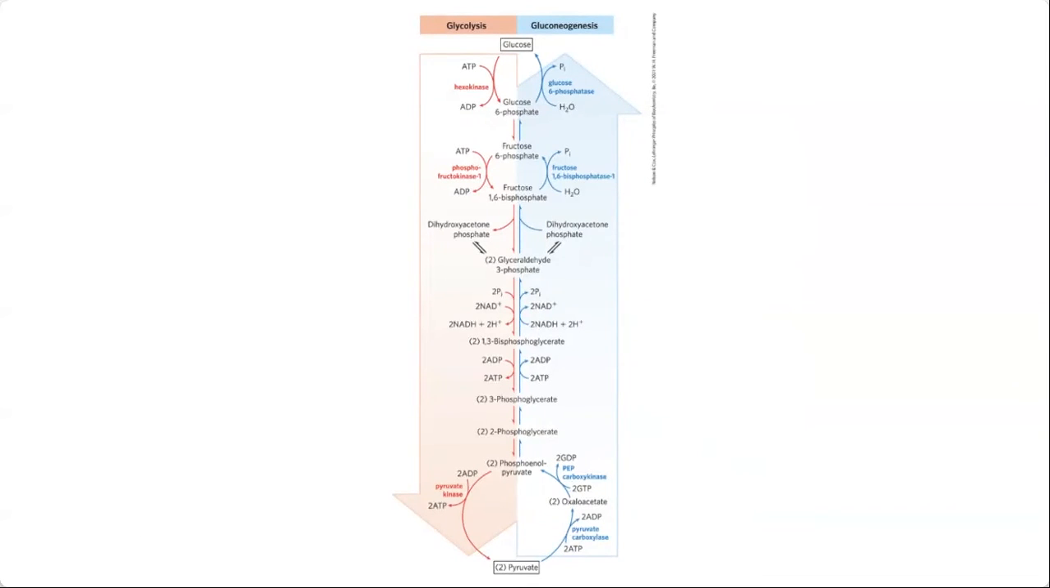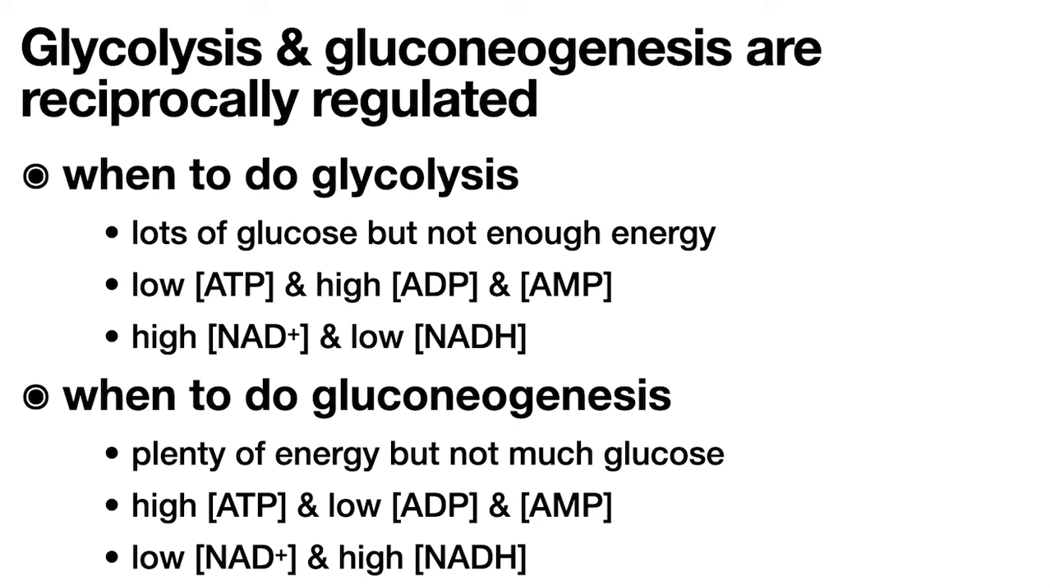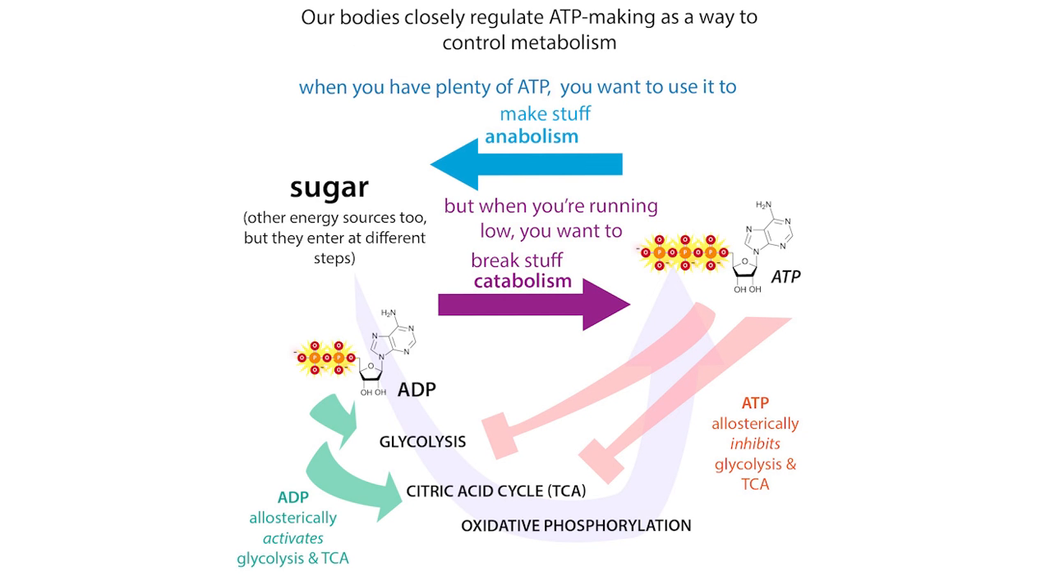Basically, you would want to do gluconeogenesis when you want glucose. So when you've got plenty of energy, but not much glucose. And when would you want to do glycolysis? When you've got lots of glucose, but not enough energy. And later we'll see how these are reciprocally regulated by things like ATP levels, ADP and AMP levels, NAD+ and NADH levels.